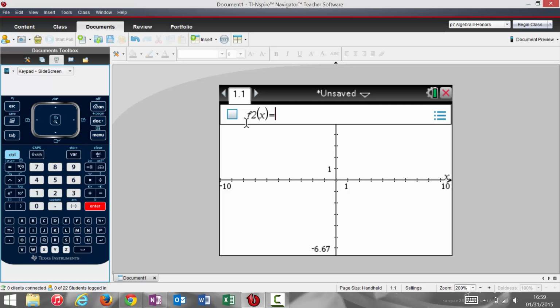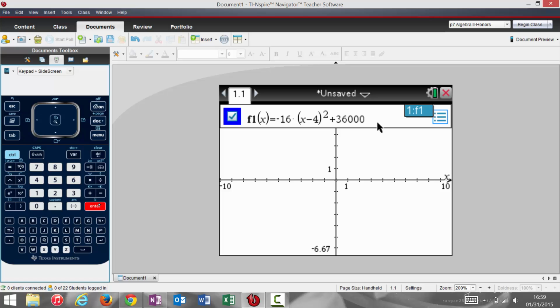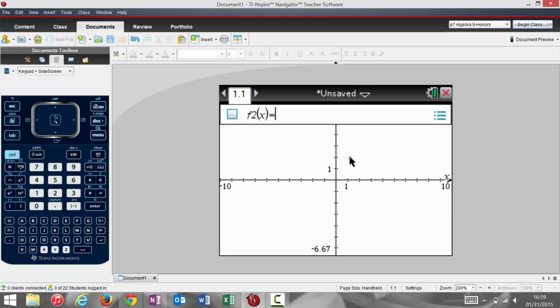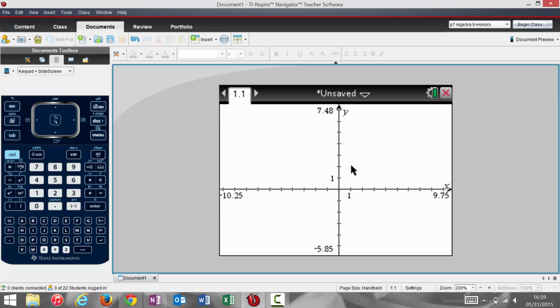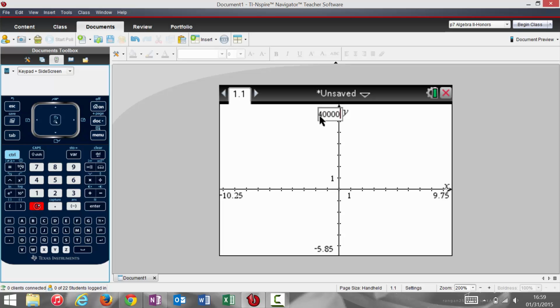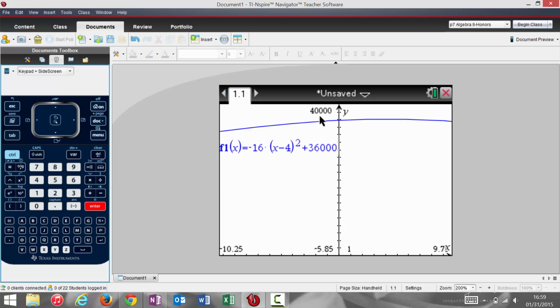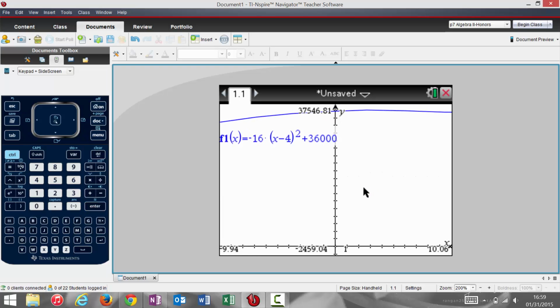Okay, so I just plugged that in. If I hit tab, I can see that I did, but I can't see anything, and that should be for obvious reasons. My height needs to be much higher. If I put in a test point, I need to have something way up there. In fact, my vertex is at 36,000. So why don't I try a height of 40,000 just to see what's going on? Okay, now I can start to see stuff.